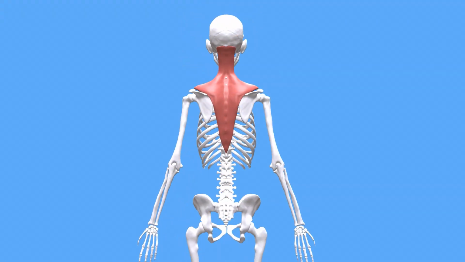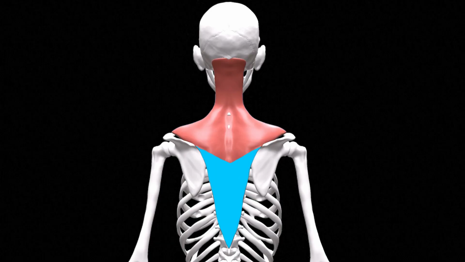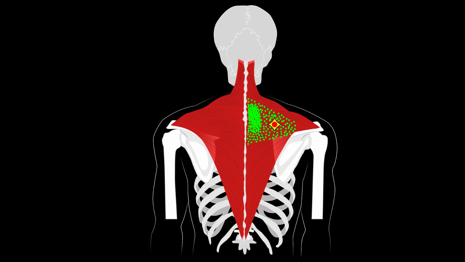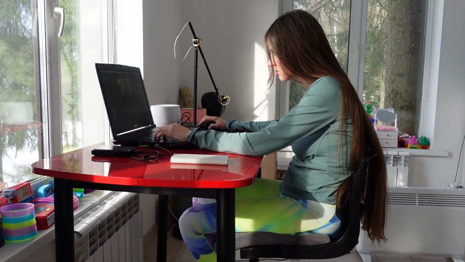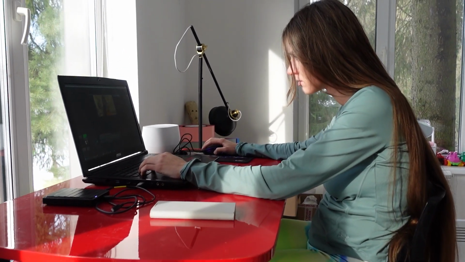The trapezius muscle is the most superficially located muscle of the back and neck, and it consists of three parts: the upper, middle, and lower. It is the leader in the frequency of pain sensations originating from trigger points. It is often the cause of pain between the shoulder blades, pain in the shoulder area, and the head. The trapezius muscle is also called the stress muscle. This is especially true for the upper part of the trapezius muscle, which is constantly overloaded with poor posture, prolonged sitting at a computer, driving a car, or chronic stress.